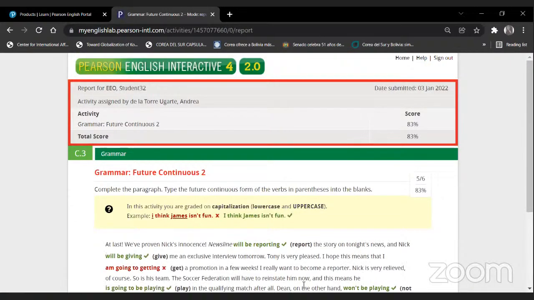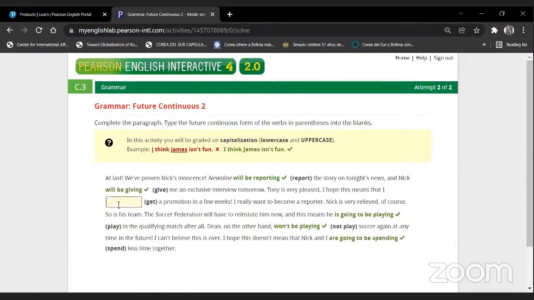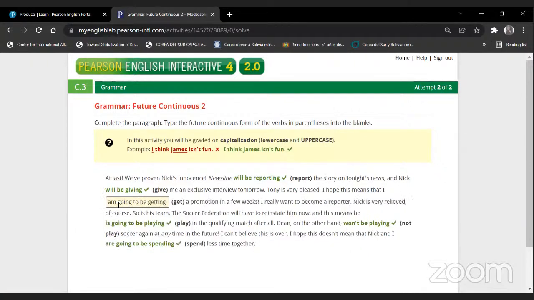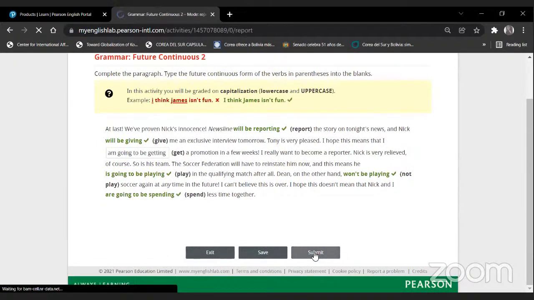Let's see. Okay, 1. What is the mistake there? The be going to be getting. Yes, exactly. So let's correct. As I was telling you, some people used to forget that, maybe the first or the second be. So we have to be careful, okay? Going to be getting. Perfect. Very good.